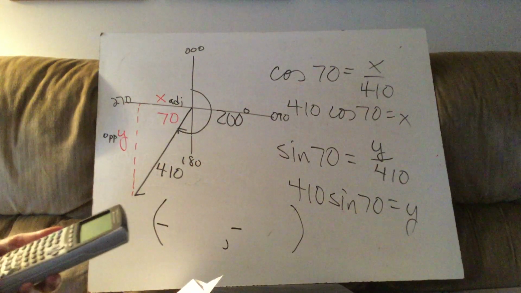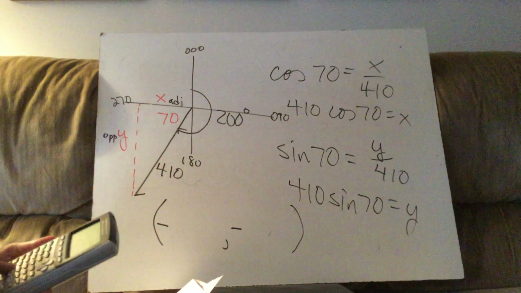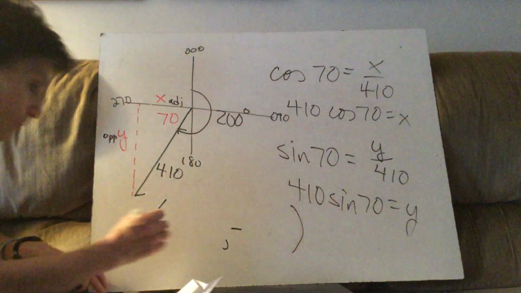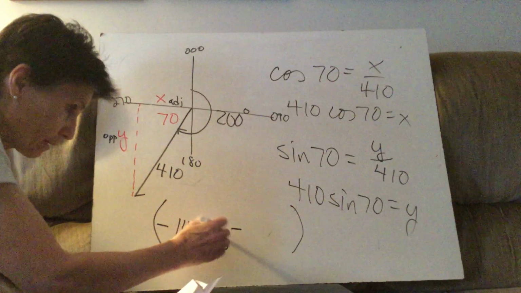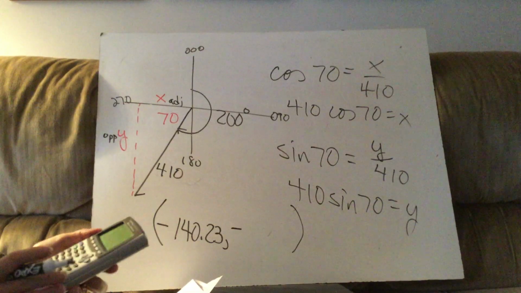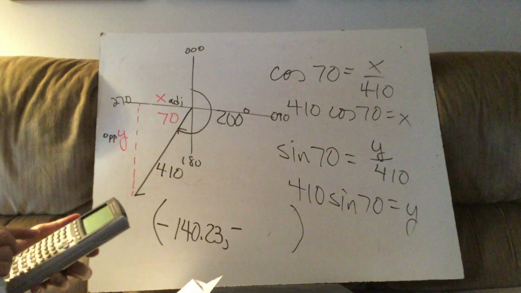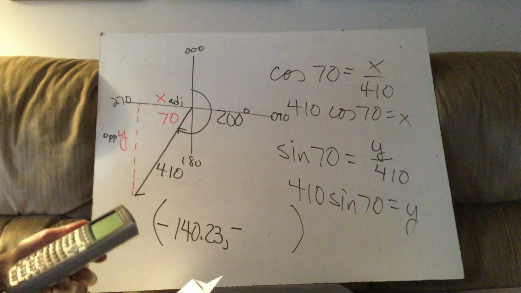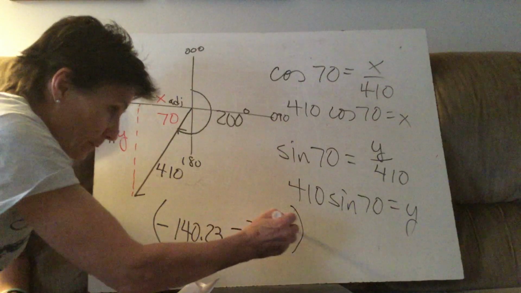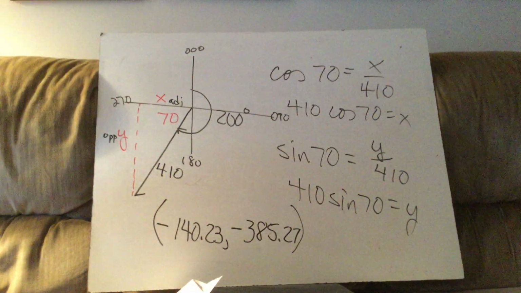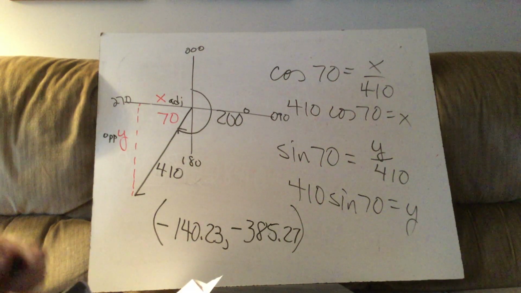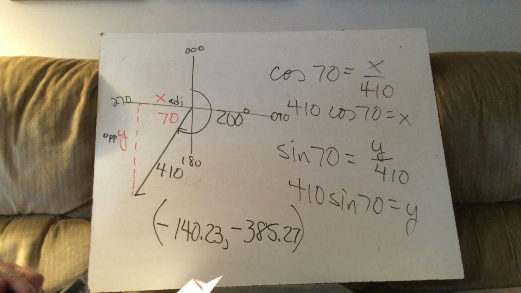Oh, shoot. I got 140.23 for my x. No, that's, oh yeah, is that right? 410 cosine 70, yeah. And 385.27. And I have marked them already, both negative. It doesn't matter when you mark them negative, just remember to mark them negative.